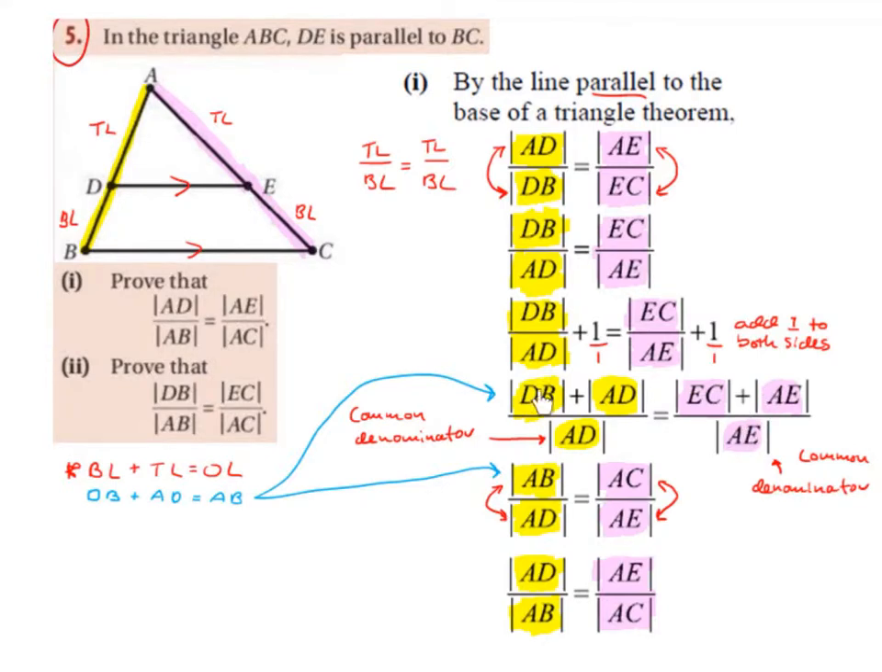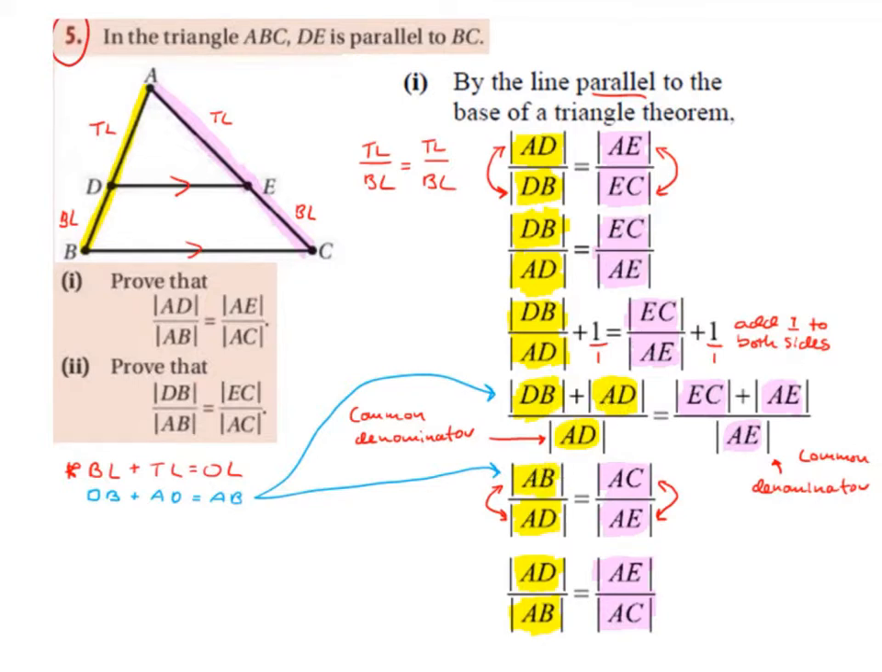Now we want to add DB plus AD. DB is the bottom length and AD is the top length, and the bottom length plus the top length gives us the overall length, OL, which stands for overall length. So DB plus AD gives us AB.